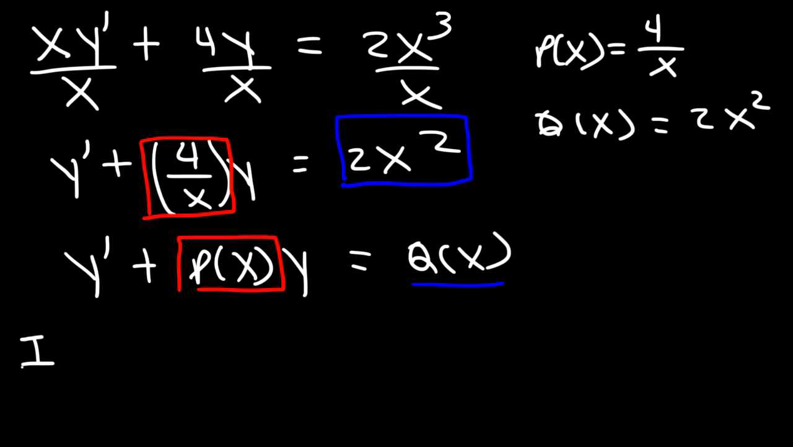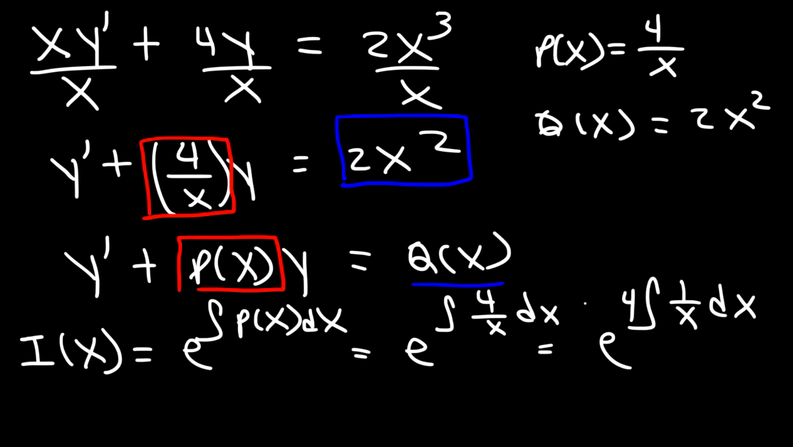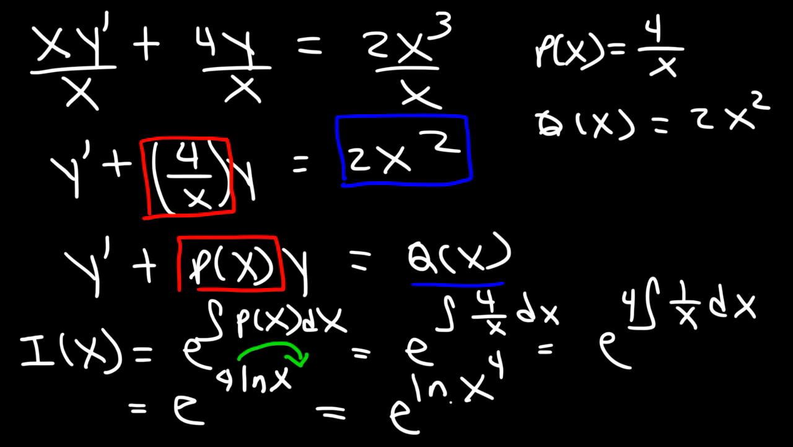Now let's determine the integrating factor. It's going to be e raised to the integral of p of x dx. So that's e to the integral of 4 over x dx. We can move the 4 to the front, and then we have the integral of 1 over x dx. The integral of 1 over x, we know, is ln x. Now let's take the 4 and move it to the exponent of x. So this becomes e raised to the ln x to the 4th power. The base of the natural log function is e, so these two will cancel, ultimately giving you x to the 4th. So that's the integrating factor.